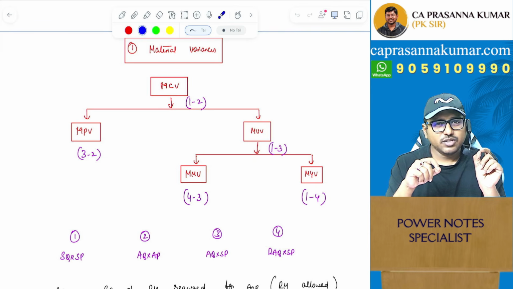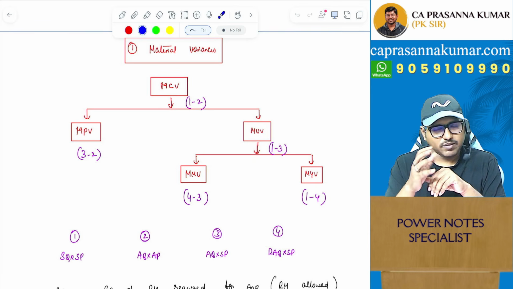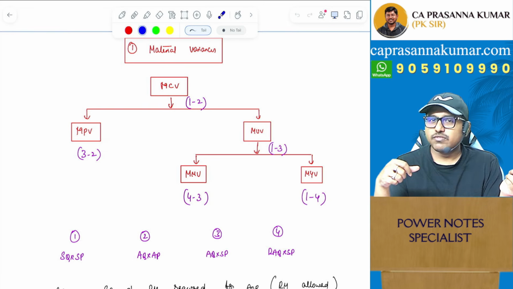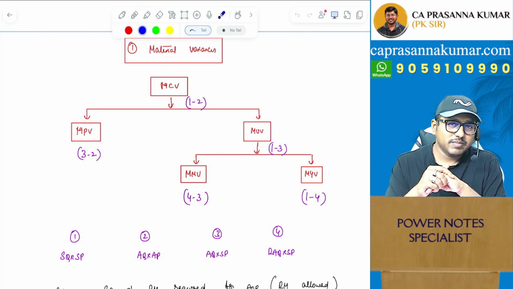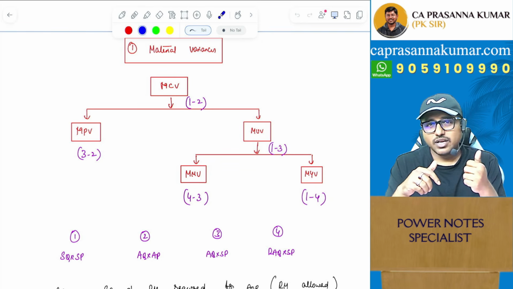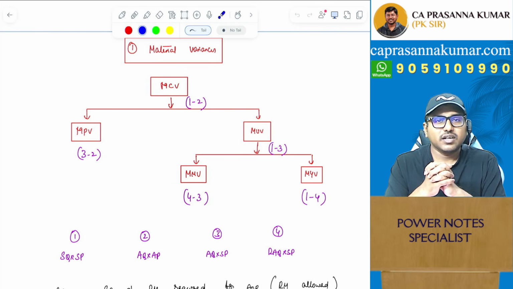1. SQ into SP. What is SQ? Standard quantity for actual output. Okay. SP, standard price. 2. AQ into AP. AQ is nothing but actual quantity of raw material consumed for actual output. AP is nothing but actual price. 3. AQ into SP. AQ we already know, SP we already know. Fourth, RAQ into SP. What is RAQ? Revised actual quantity. What is revised actual quantity? Actual quantity rewritten in standard proportion.